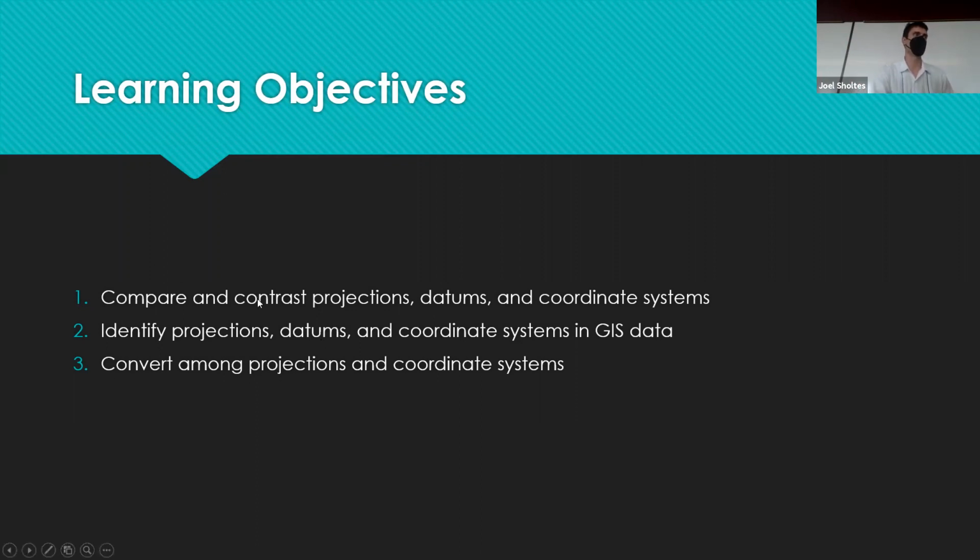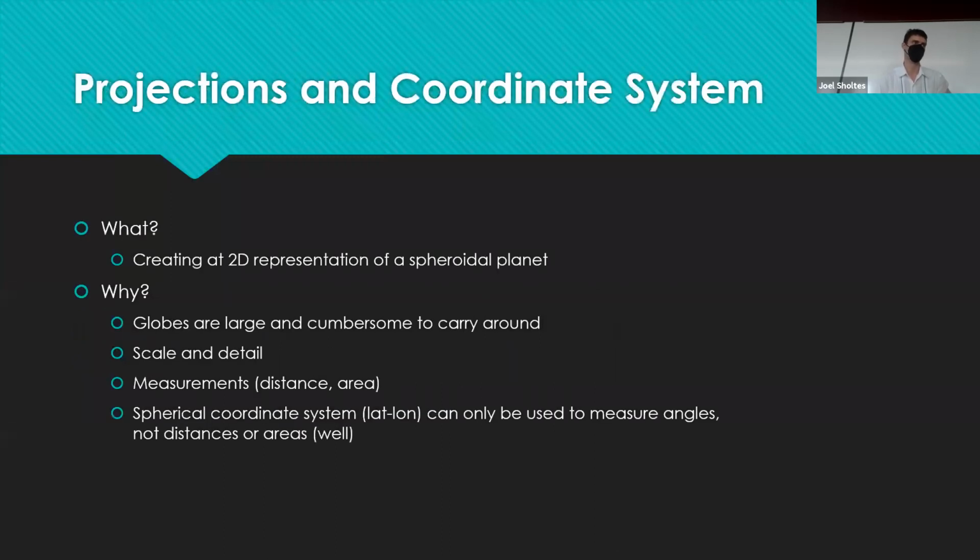So today we're going to compare and contrast different types of projections, datums, and coordinate systems. We'll also define those, right? We'll identify them in GIS data, and we'll convert among them. So you can go from one to another using math.